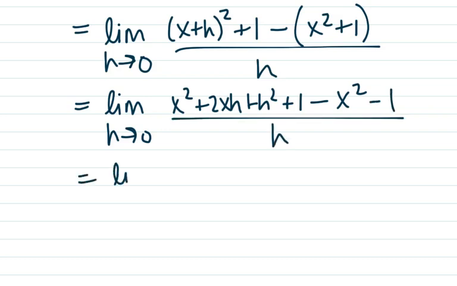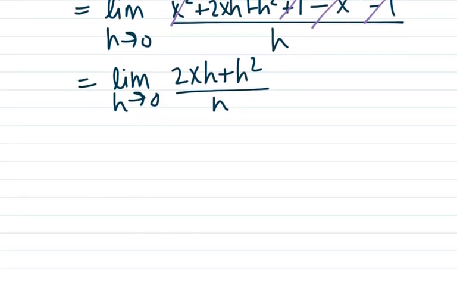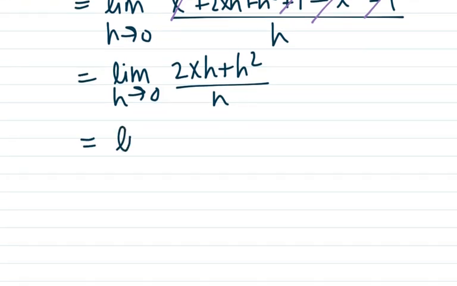Alright, now we can probably cancel a couple things out. And I'm feeling happy right now because everything that I would not have been able to factor an h out of has already canceled out, and I'm left with 2xh and an h squared. So now I can factor out that h to allow me to finally do a direct substitution.